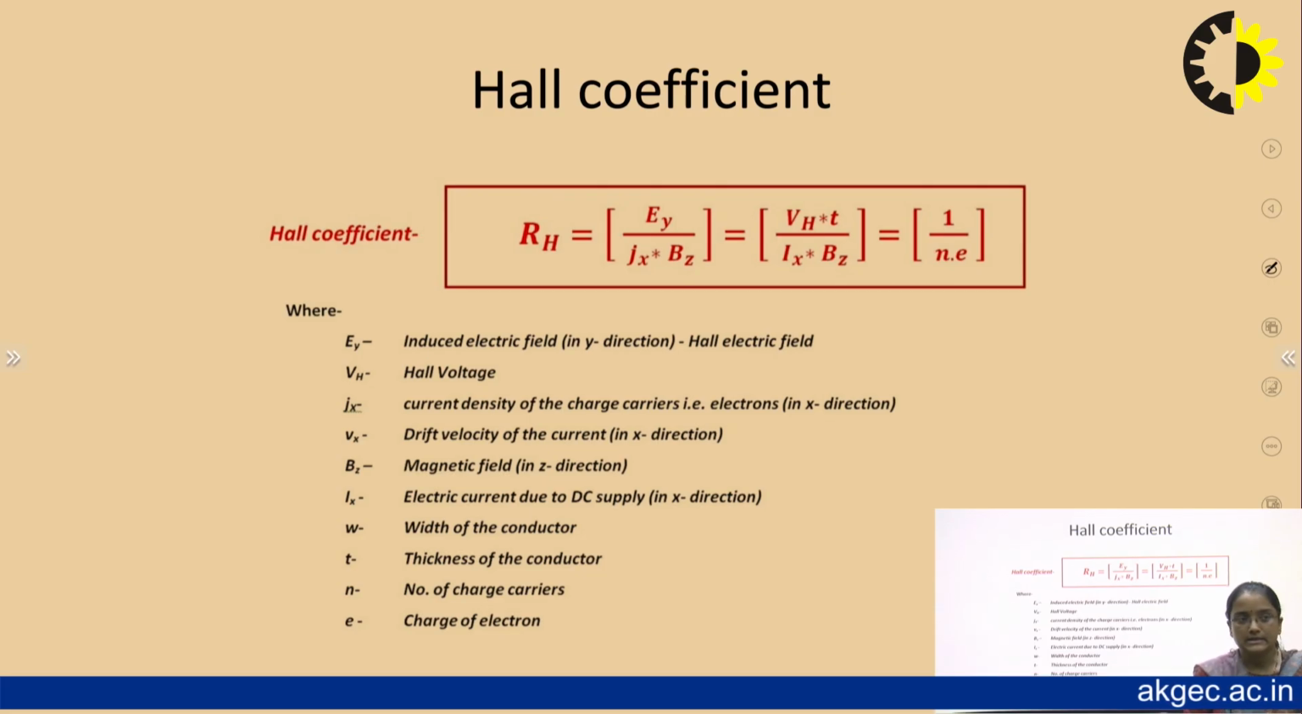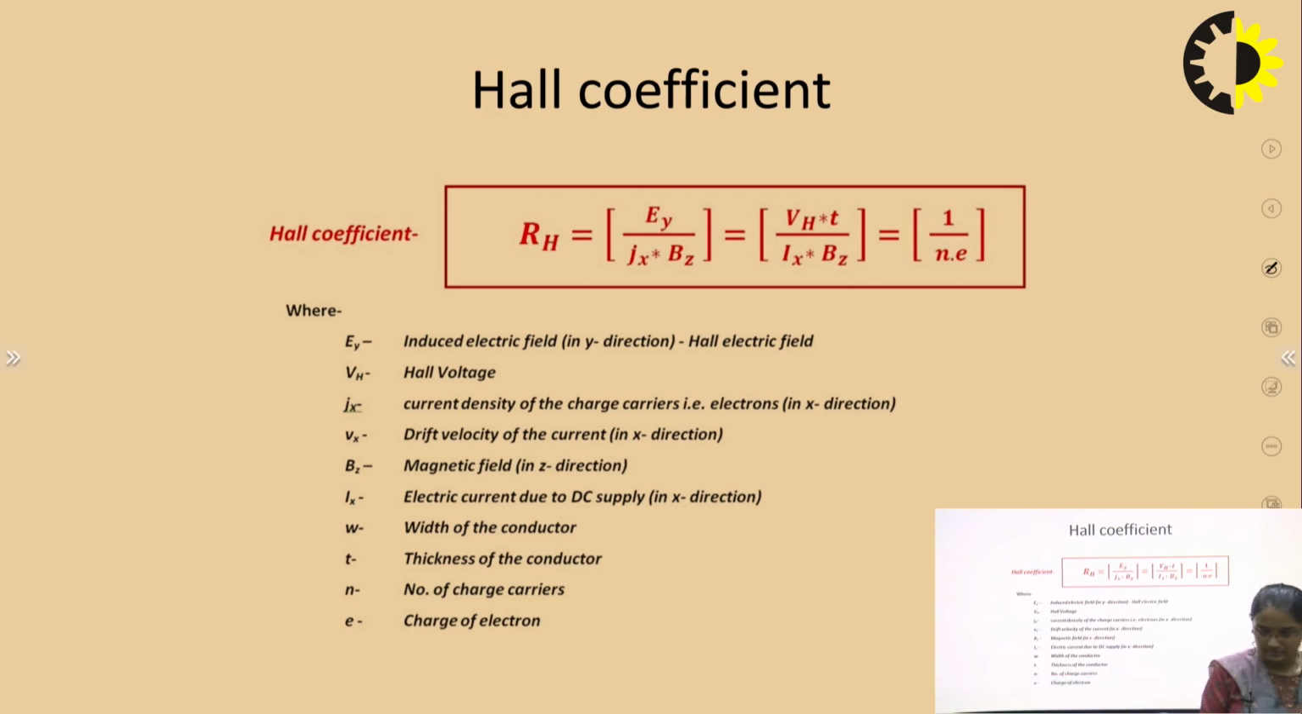T is the thickness. N is the majority charge carrier, whatever they may be, either electrons or holes. And E is finally the charge. E or Q is the charge of the electron. So this is all about the calculation, or the final expression that we get for the Hall coefficient after performing this experiment.